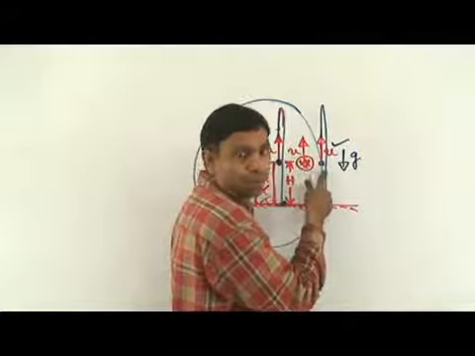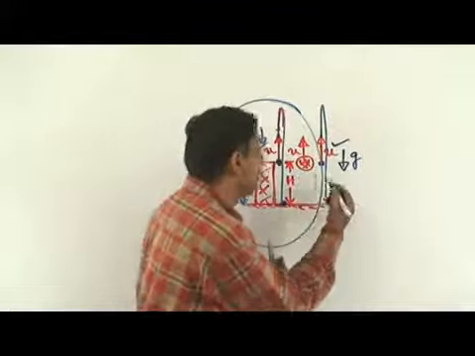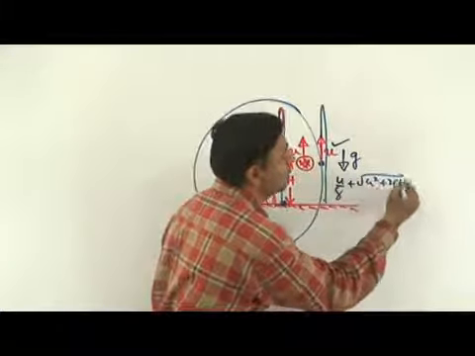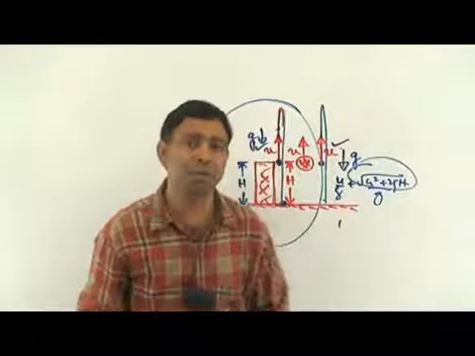Fine? Same thing, time will be u by g plus root over u square plus 2gh by g. And speed with which this particular stone hits the ground, all they are valid, fine.